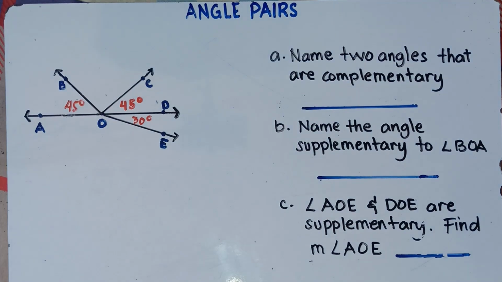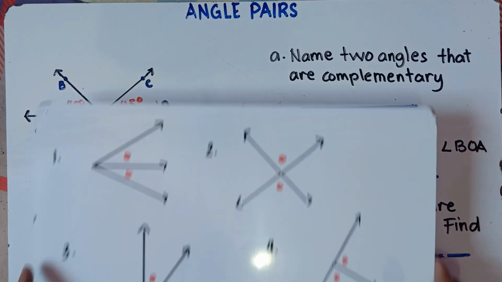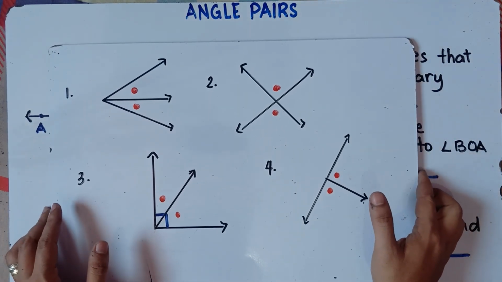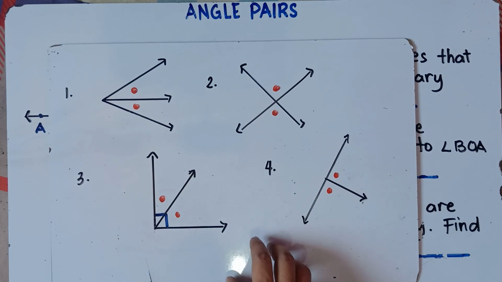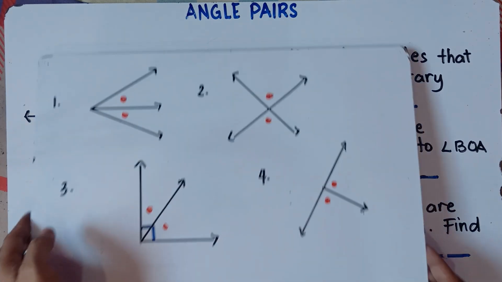Now this is already part 3 of our video class. In part 2 of our video, we identified, based on the given markings, what type of angle pairs these are: adjacent angles, complementary angles, supplementary angles, vertical angles, or linear pair. If you want to learn more about this, I will put the link in the description down below. Feel free to watch the video class.